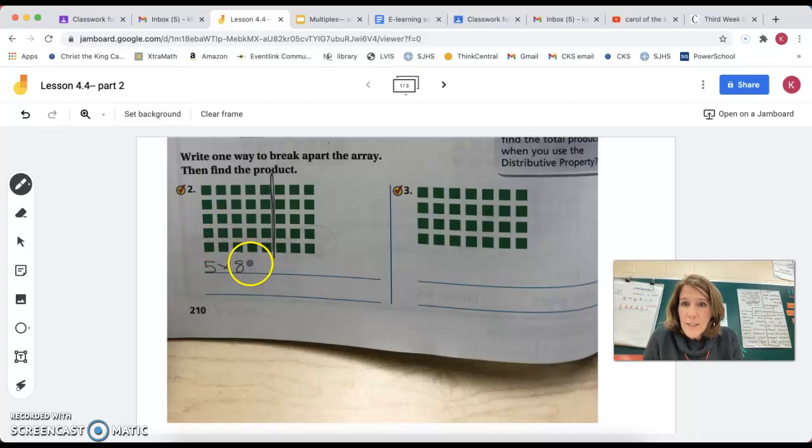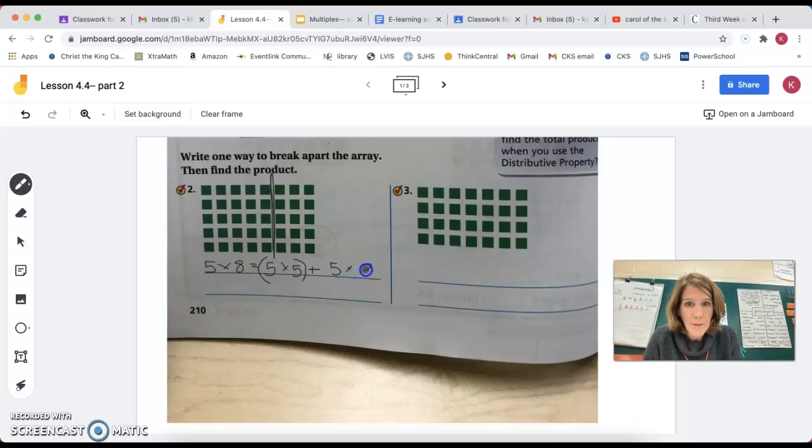So 5 times 8 is going to be equal to 5 times 5. This first array, this array is 5 times 5. I'm going to put that in parentheses. Plus, what's the second array? 5 times 3.